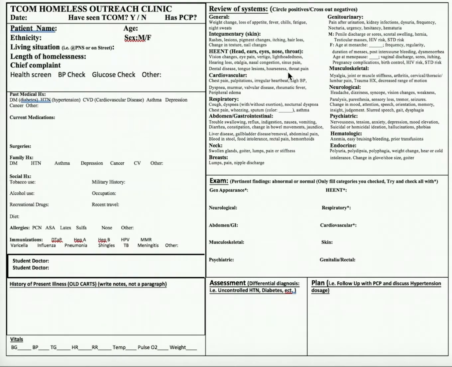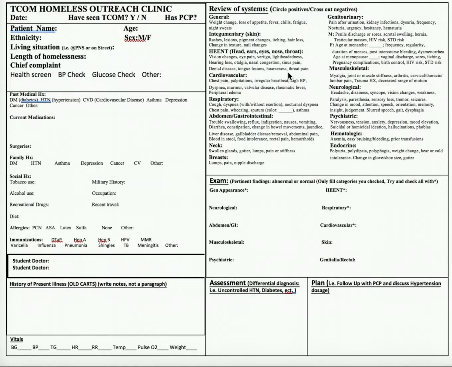Now, if we were to do one by one and system by system, patient to patient, it would take us hours or days to get through all the patients that we have at the clinic. So this is not something feasible for us and for the patients as well. So instead, what we're going to be doing is we're going to be asking the patients, have you had any trouble with your eyes recently? Have you had any trouble with your nose? Any trouble with your mouth?